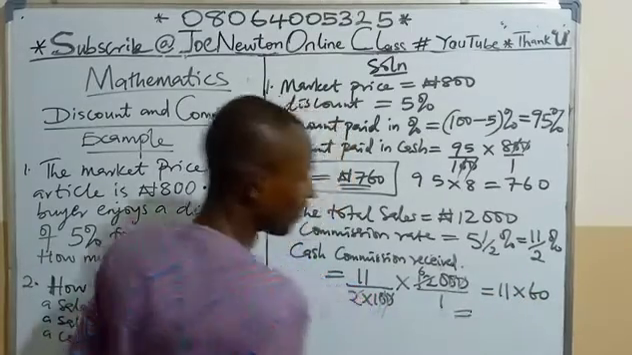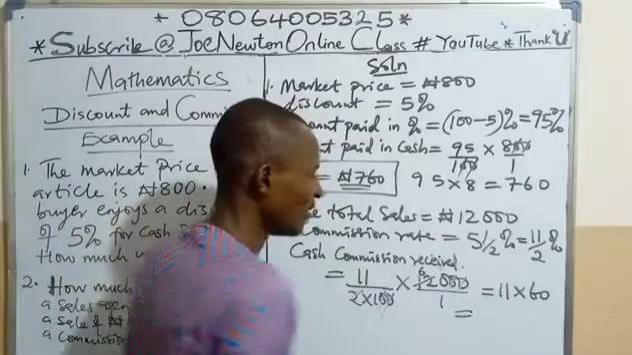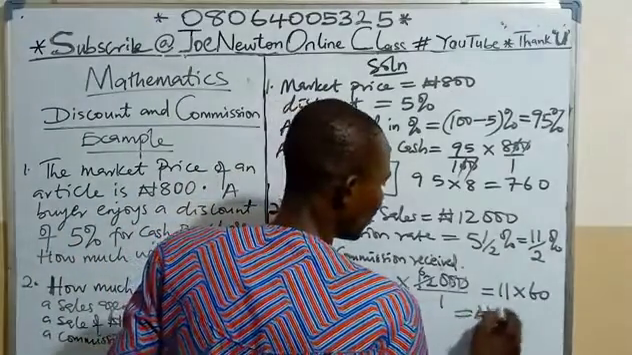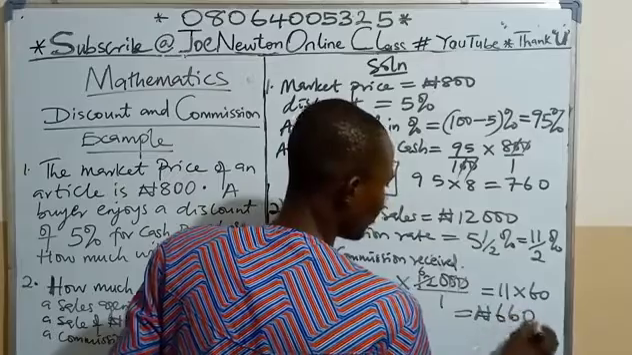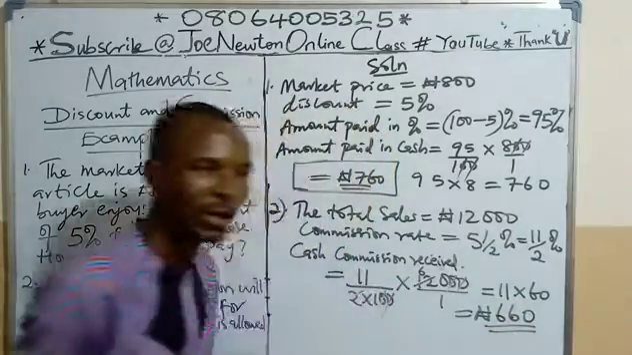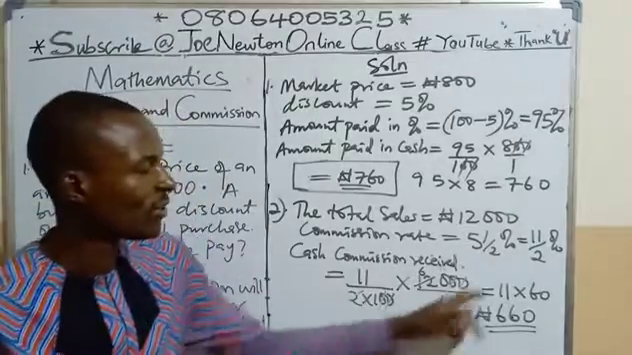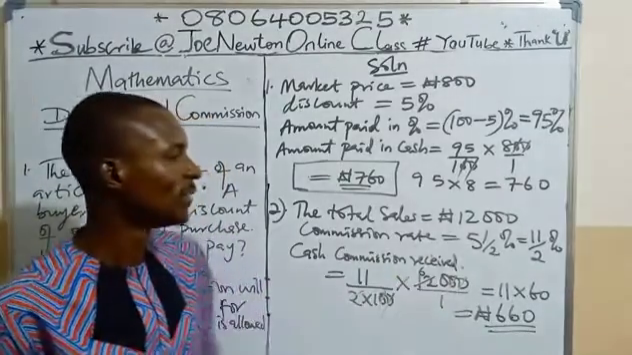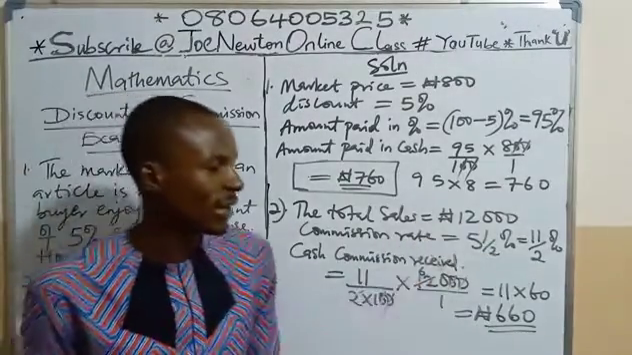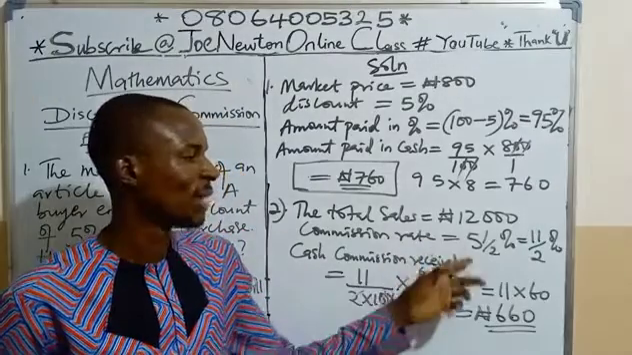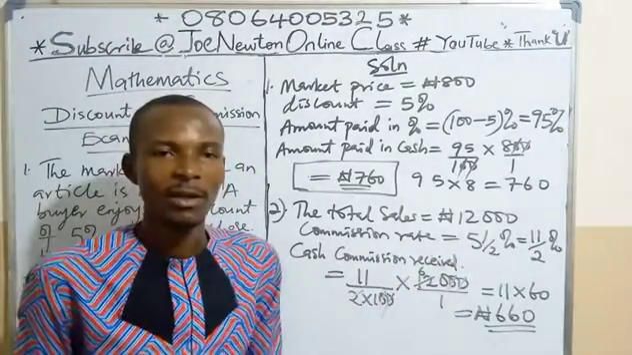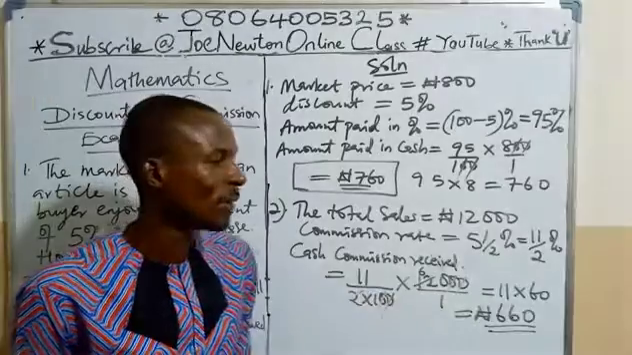11 times 6 is 66, which will give us 660. So this young man, this agent, will make 660 naira for making a total sale of 12,000 naira at the commission of 5.5% on behalf of his principal.